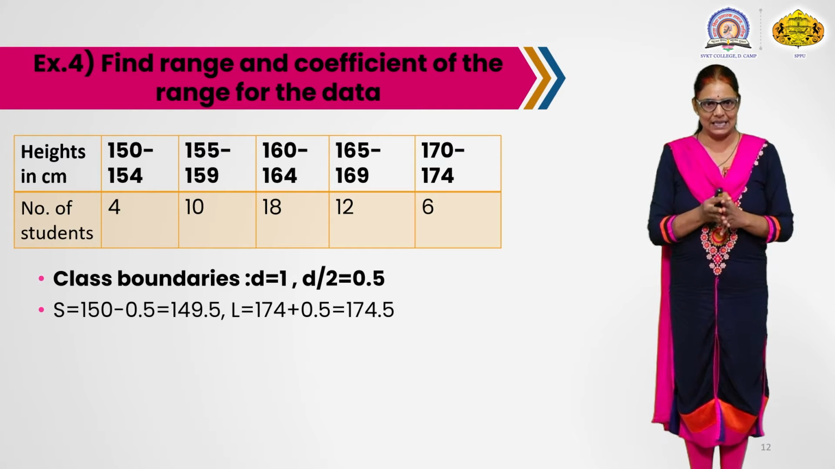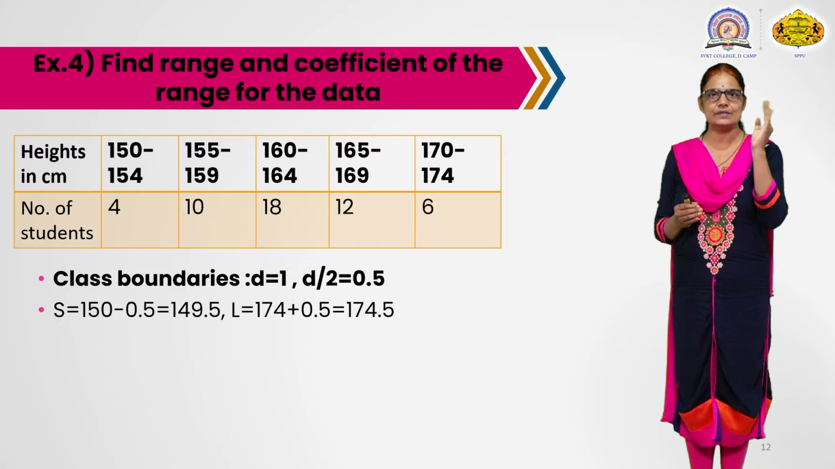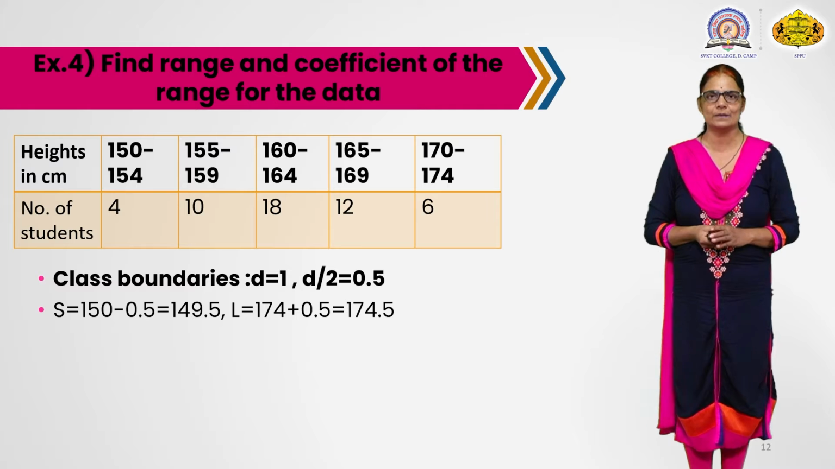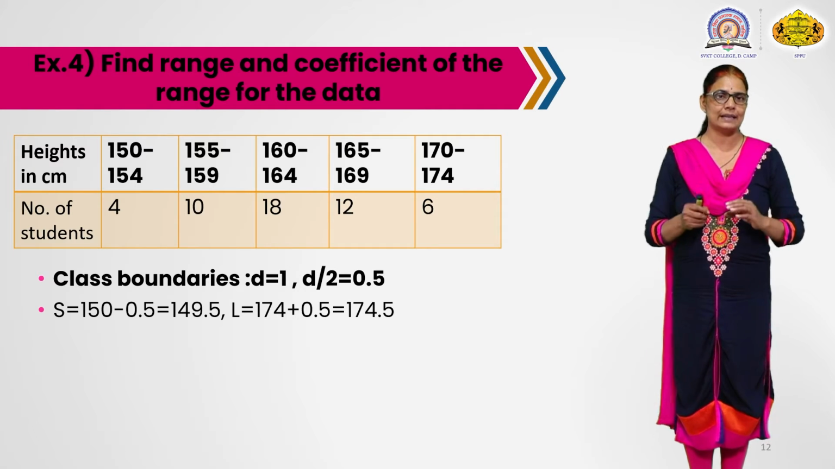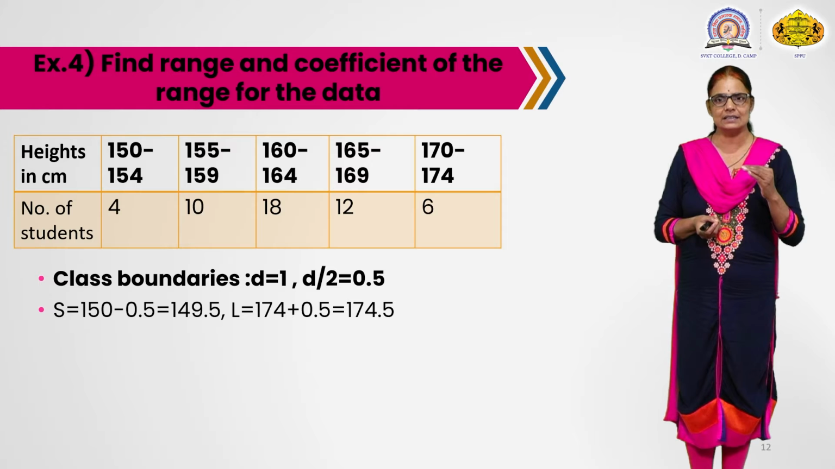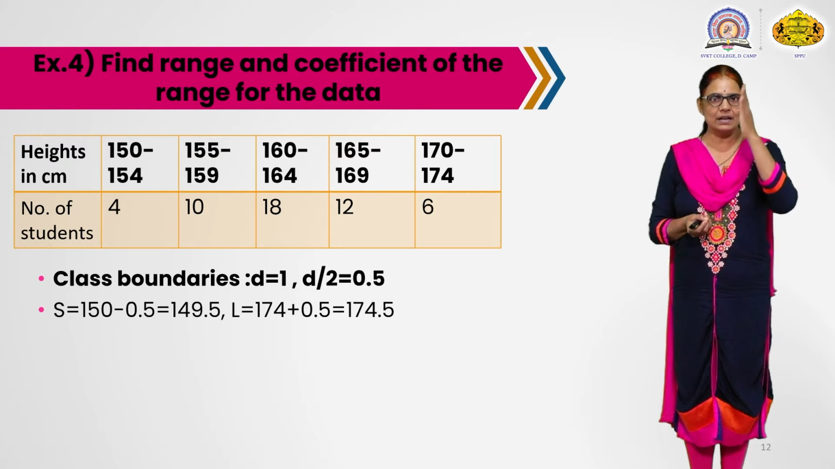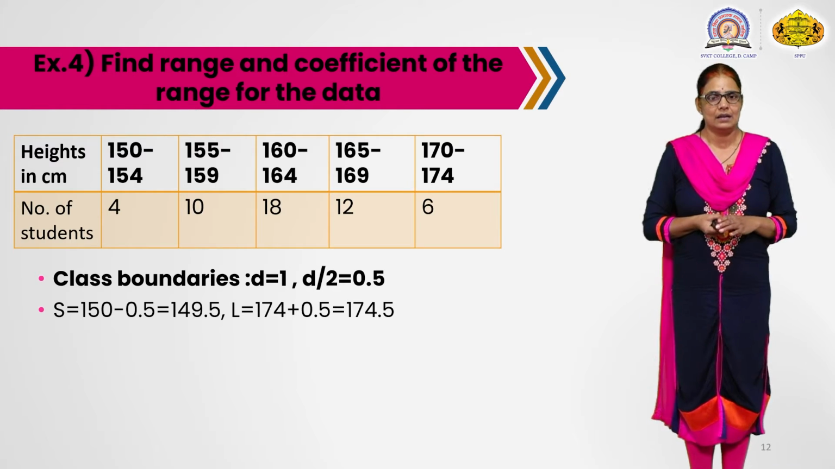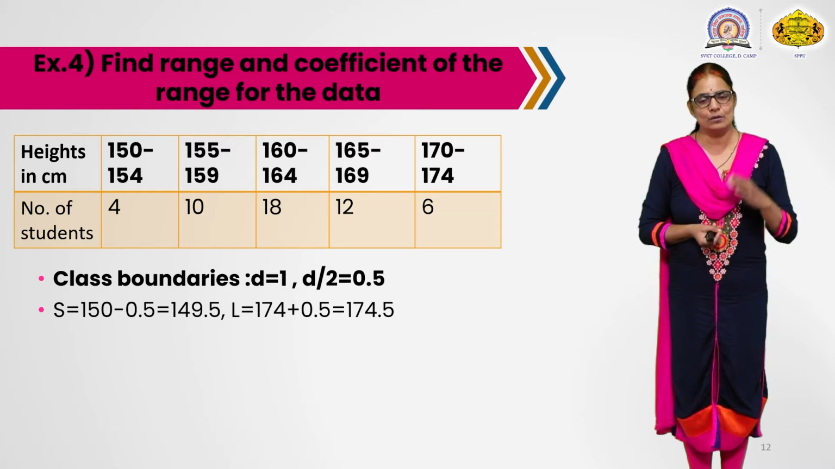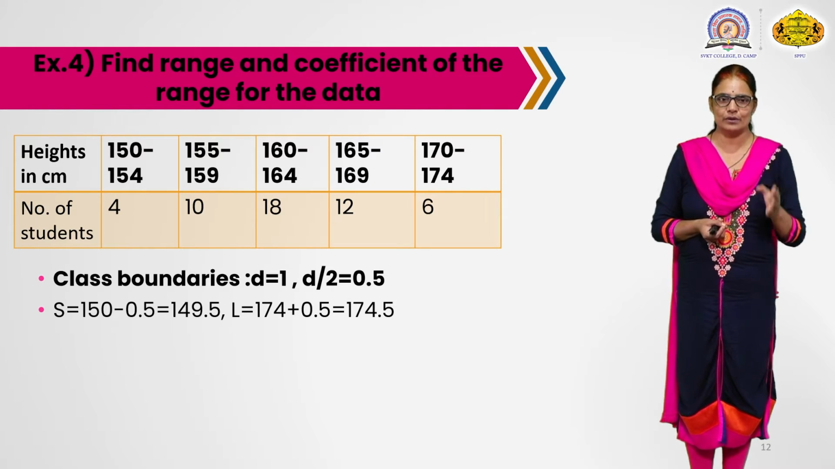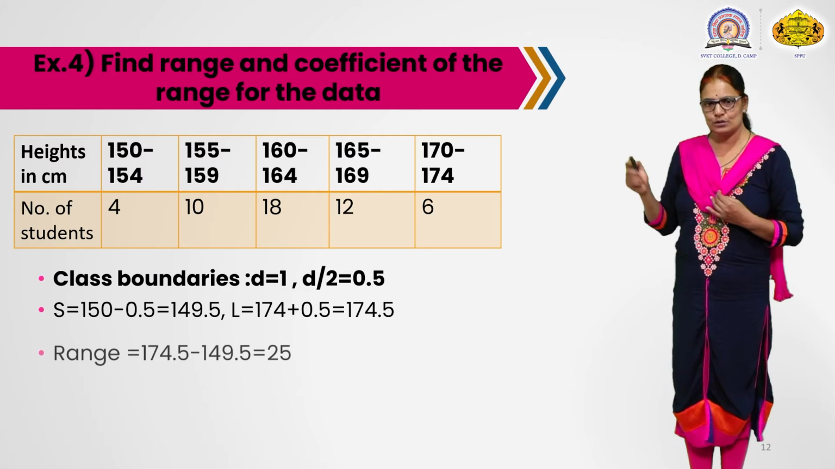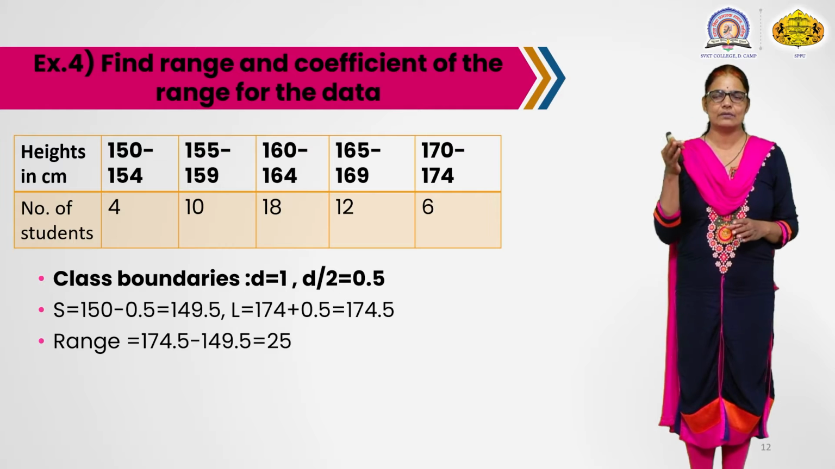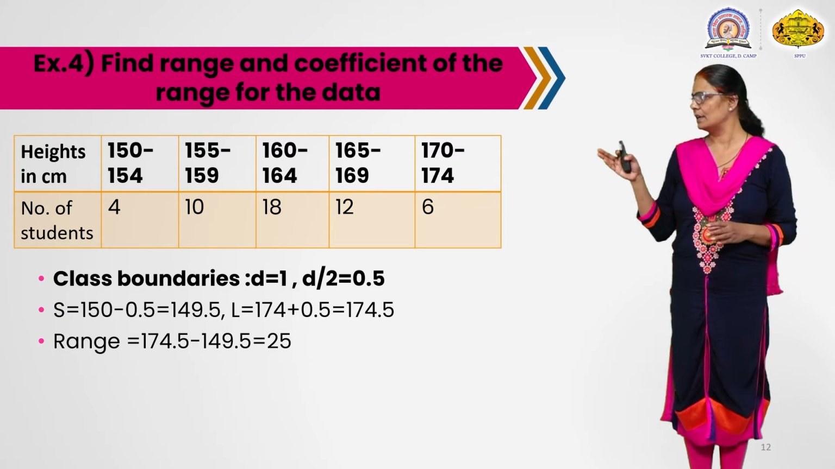So remember, in this case, if classes are not continuous, there is a break. So in that case, that is in the inclusive type of frequency distribution, we should find the gap, or we should find the class boundaries, and then we consider the upper class boundary of the last class as L, and S, that is the smallest observation, as the lower class boundary of the first class. So then the formula again remains the same. Here the largest is 174.5 and the smallest is 149.5.